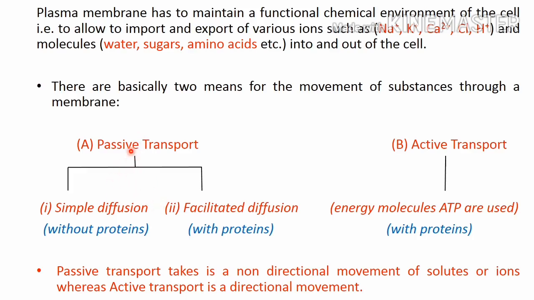So in passive transport, the movement of solutes and ions may take place in any direction. That's why it is called passive transport, a non-directional movement. Whereas in active transport, the ATP molecules are used and molecules or ions are transported towards a certain direction. So active transport is always a directional movement.